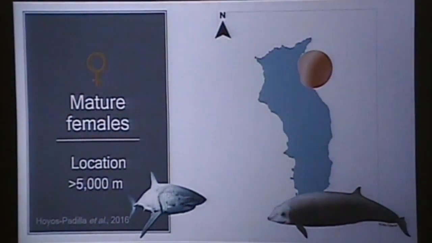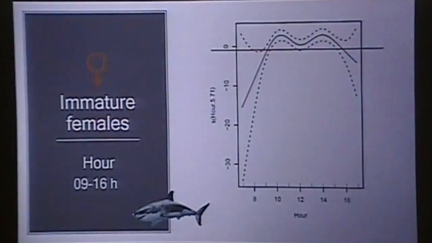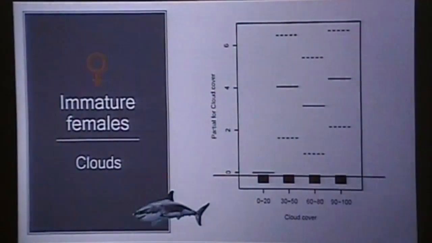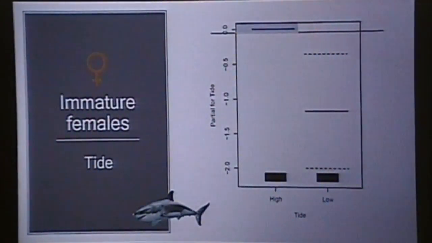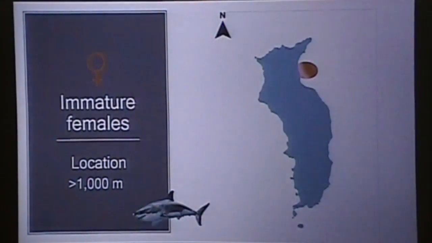We are working on a project on this cetacean, and they will try to find out the trophic relation in the ecology of the white sharks and this cetacean that is highly abundant in this area of the island. The last group, the immature females: the probability of occurrence was higher between 9 and 4 o'clock, with cloudy skies, with high tides, and in the center of the bay where there are waters deeper than 1,000 meters.